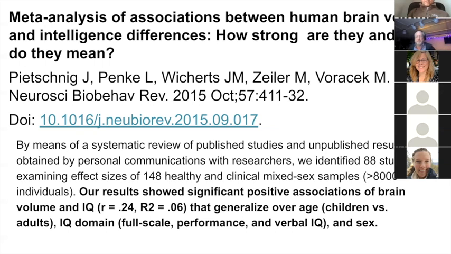The first of which is shown on the screen now, a meta-analysis from the published literature that looks at the associations between human brain volume and intelligence differences. How strong are they and what do they mean? This is a meta-analysis of the existing literature. It looked at 148 healthy and sometimes clinically mixed-sex samples. About 8,000 individuals were included in those 88 studies. And they document a significant positive association between brain volume and IQ, and that generalizes over age, children versus adults, over the various IQ domains, and over sex.